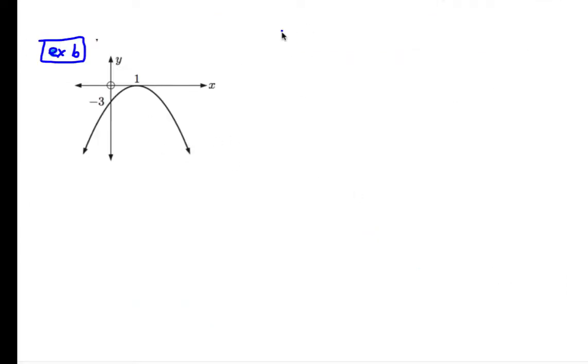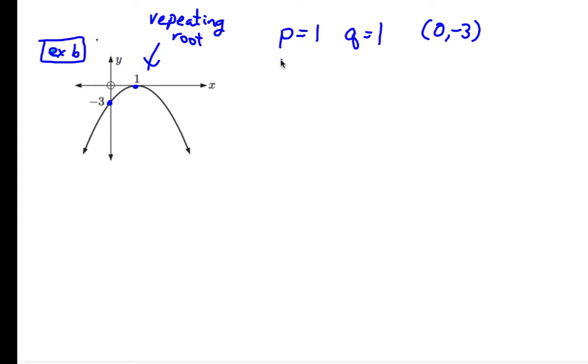In example B, notice that we only have one x-intercept, which is 1. So recall when we were doing discriminant, when there is only one x-intercept is when we have a repeated root. So since P is 1, Q is also 1. This is a repeated root. And then my additional point is -3. So I'll write that as 0, -3.